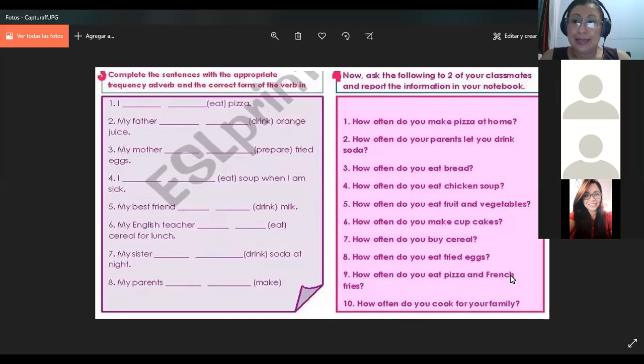Teacher, one last question. In the first part, sentence number 8, what does it mean when it says make? My parents make homework with me. My parents make some arrangements for my school. You can use make there, but if you want to change the verb, you can say my parents cook the dinner for me. You can use another verb if you want, right?